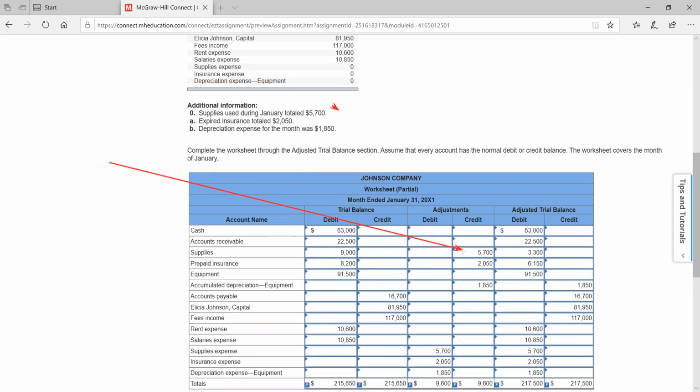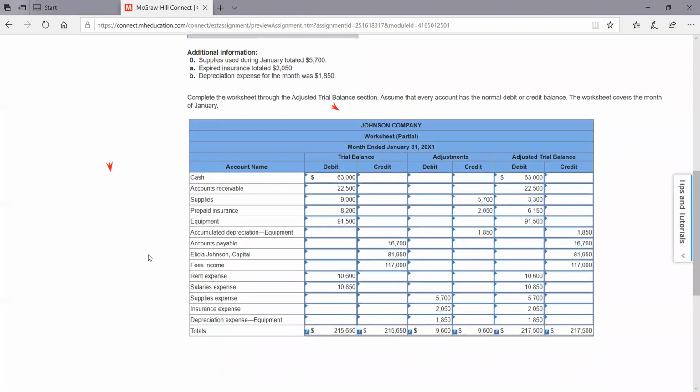So this 5,700 would go to a credit of supplies, and then notice there's your supplies expense debit. Insurance 2,050, so prepaid insurance is credited, insurance expense is debited, and then here's your depreciation of 1,850. There's your debit there, and then here's your contra account, accumulated depreciation, right there. And I believe that's all they want on this one.